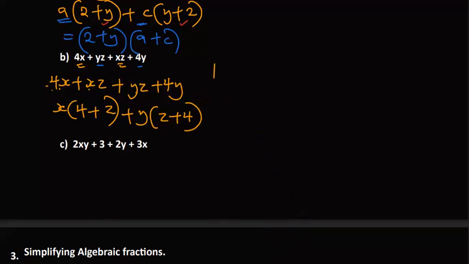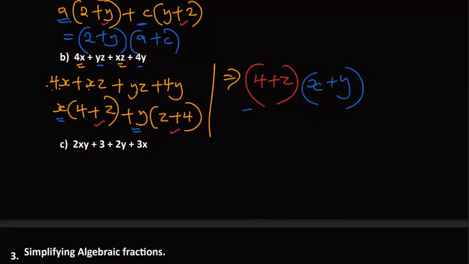Realize something here. 4 plus z is the same as z plus 4. So this and these are the same. We pick one. That will be, let's pick 4 plus z. The other factor will be x plus y. X plus y. This is our answer.